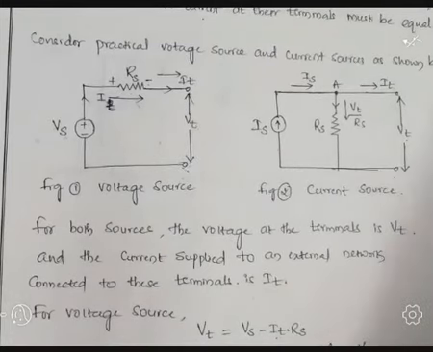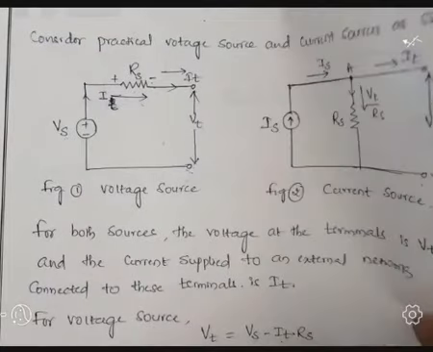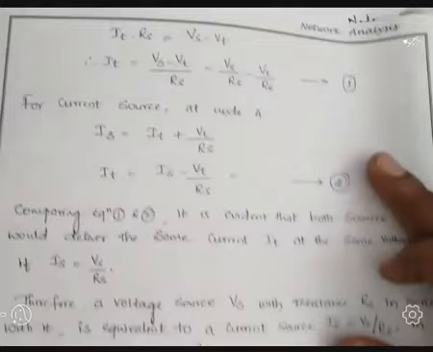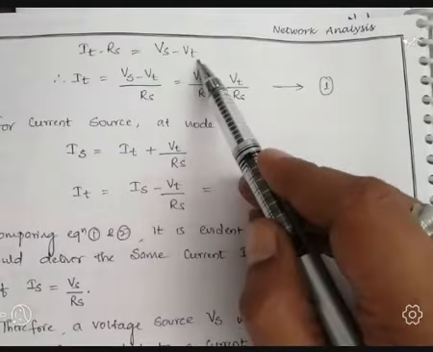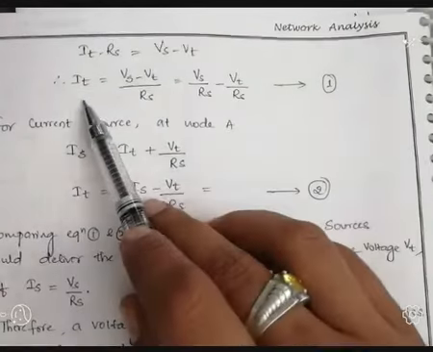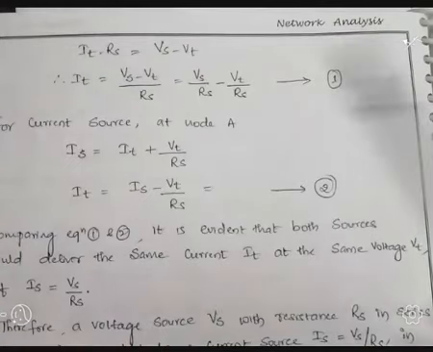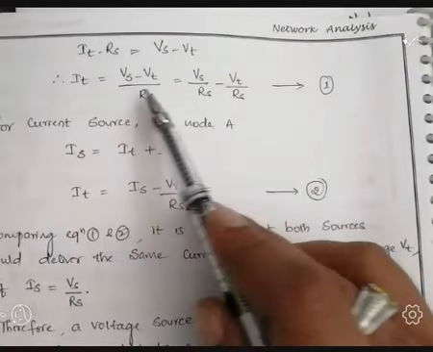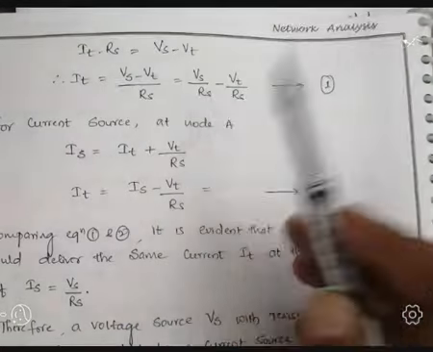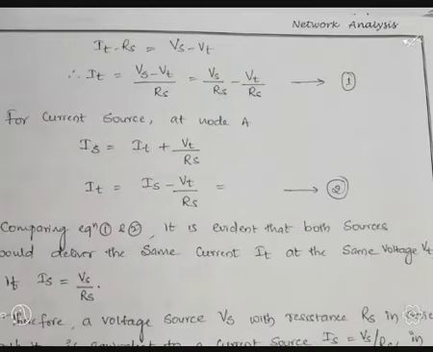Similarly, rearrange the terms. We want It, so I rearrange: It into Rs equal to Vs minus Vt. Taking Rs to the RHS, It equal to Vs minus Vt divided by Rs. Separating the terms, It equal to Vs by Rs minus Vt by Rs. I am going to represent it as equation number 1.